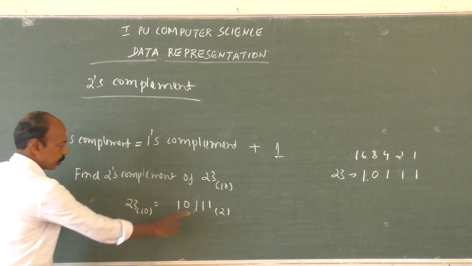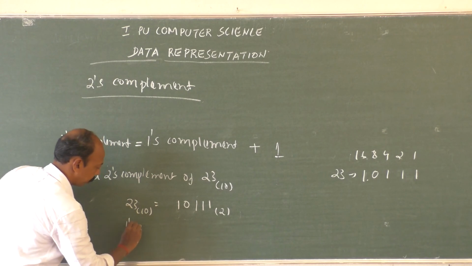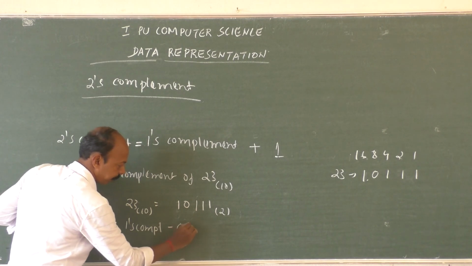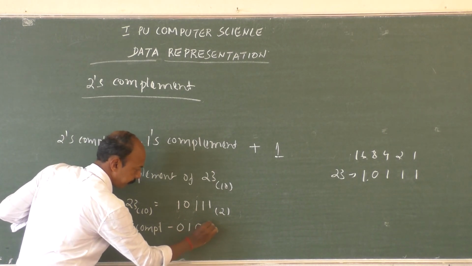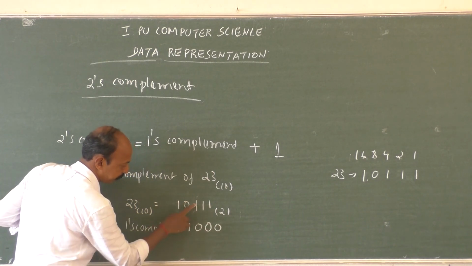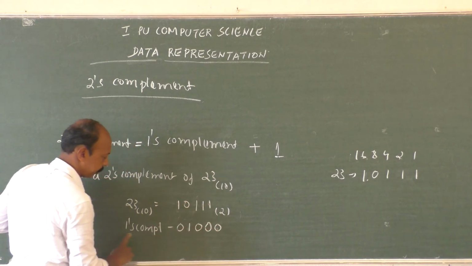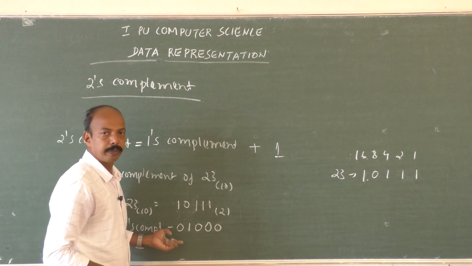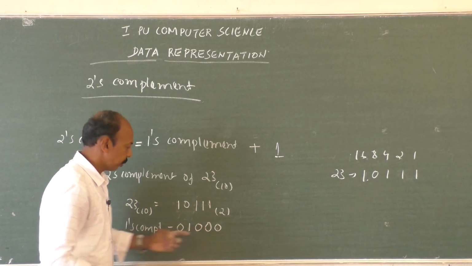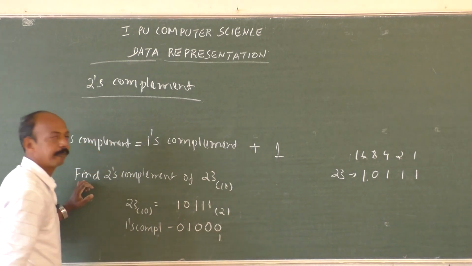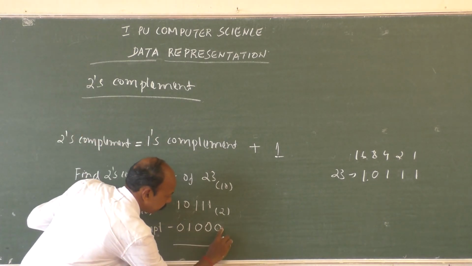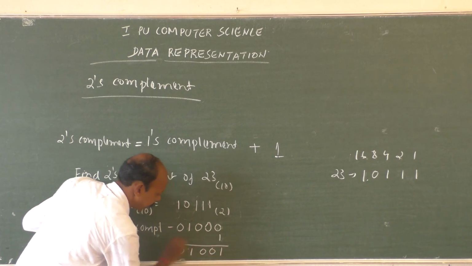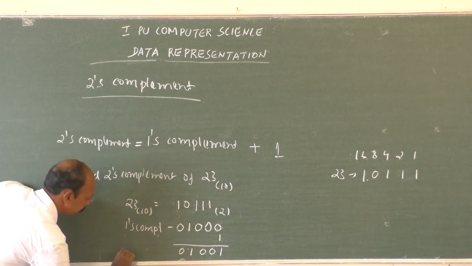Now get the ones complement. The ones complement is 0, 1, 0, 0, 0, because 1 becomes 0, 0 becomes 1, 1 becomes 0, 1 becomes 0, 1 becomes 0. This is the one's complement. In order to get 2's complement, what should we do? We have to add 1 to this. So add 1 to the LSB. 0 and 1 is 1. This will be 0, 1, 0, 0, 1, 0. So this is the 2's complement.